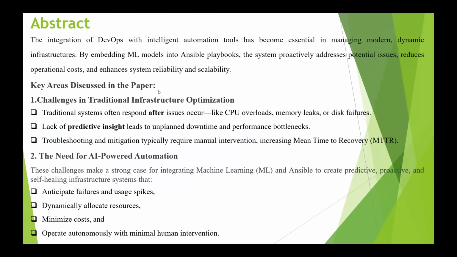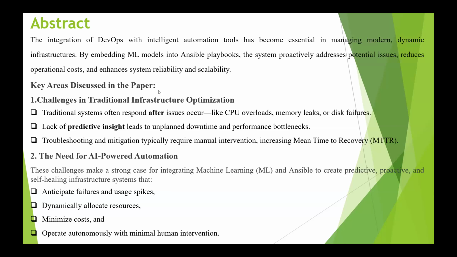The integration of DevOps with intelligent automation tools has become essential in managing modern dynamic infrastructure. By integrating machine learning models into Ansible playbooks, the system may address potential issues, reduce operational cost, and enhance system reliability and scalability. Key areas discussed in this paper are challenges in traditional infrastructure optimization.